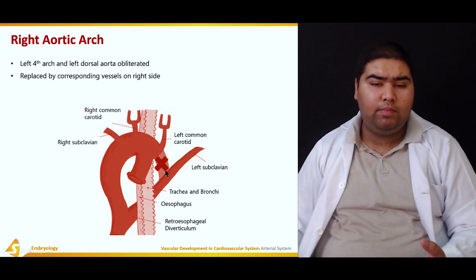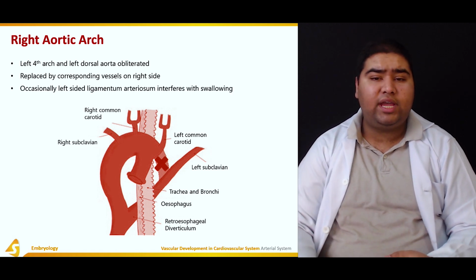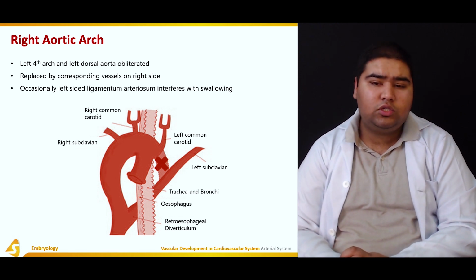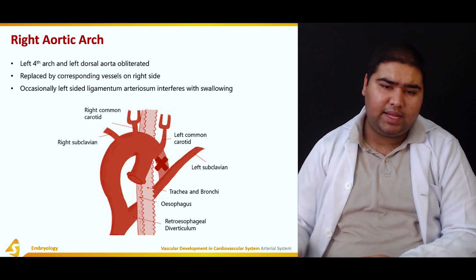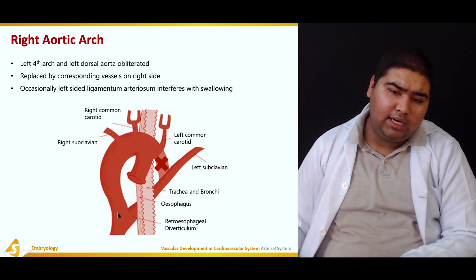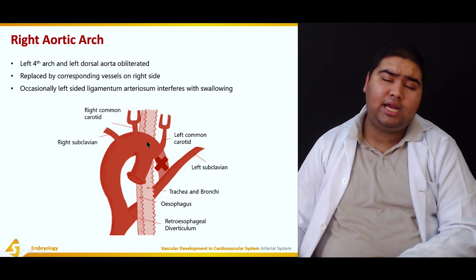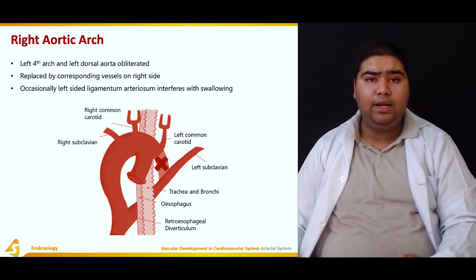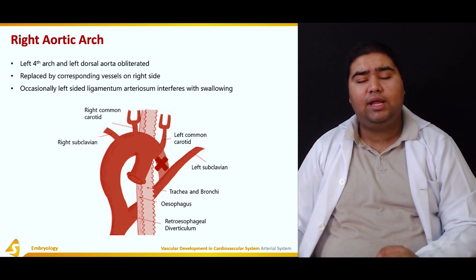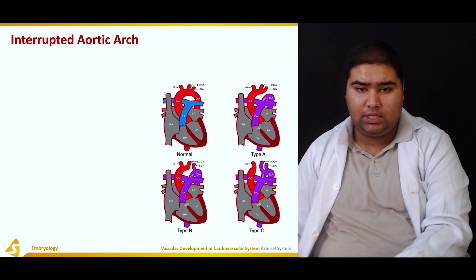which has been obliterated. So occasionally a left-sided ligamentum arteriosum may interfere with swallowing. Occasionally that may be present. Here you can see this is the right-sided aortic arch which is developing from the right side due to anomalous development, and left fourth arch and left dorsal aorta has been obliterated completely.